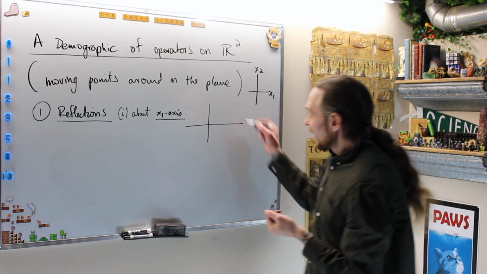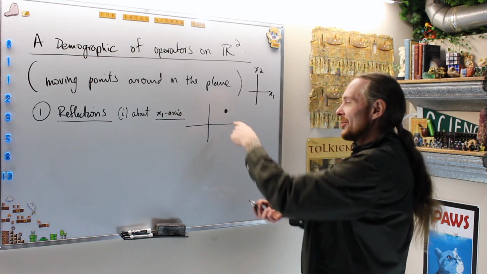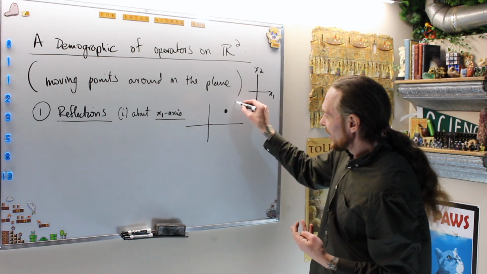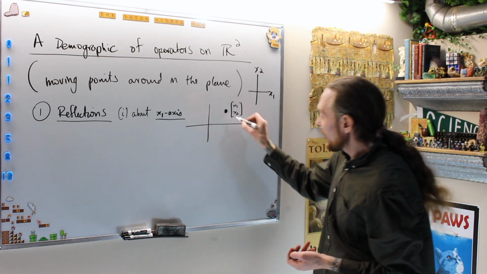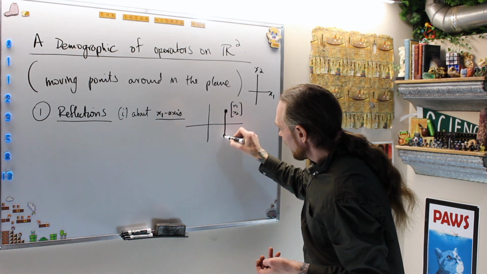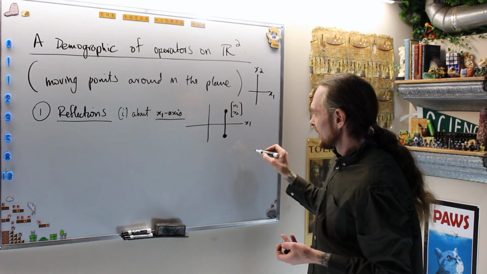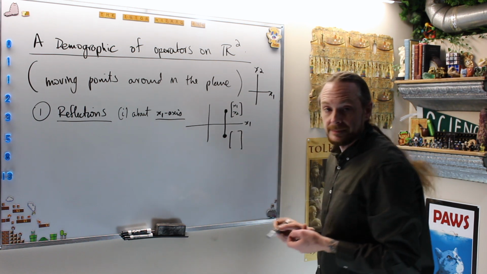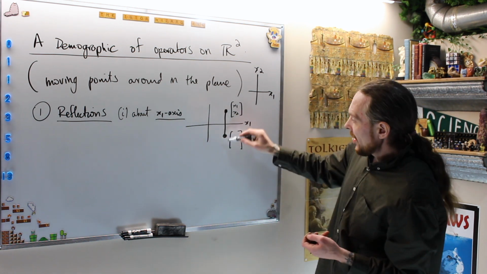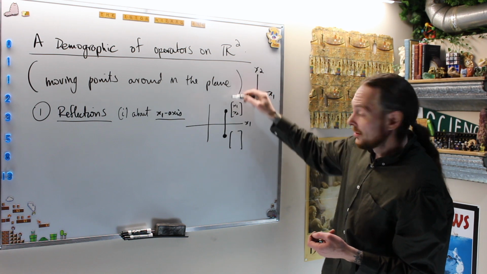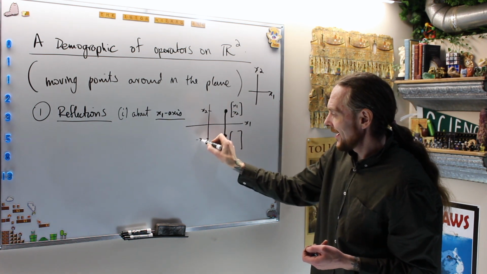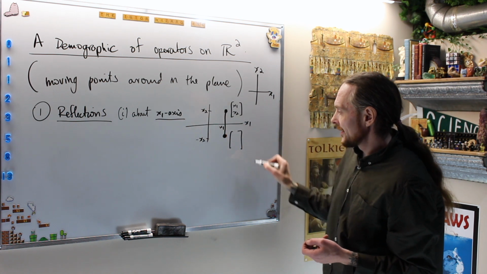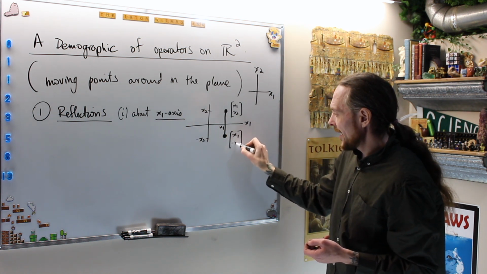If I have an arbitrary point in the plane, and I always make him in the first quadrant, but it doesn't really matter, he's got coordinates x1, x2. And if I orthogonally reflect about the x1 axis, where did I go? The x1 coordinate didn't change at all. This is x2, this is negative x2, but the x1 coordinate didn't change. I moved to x1, negative x2.